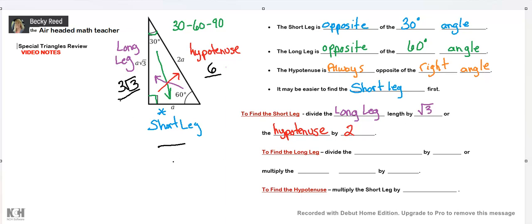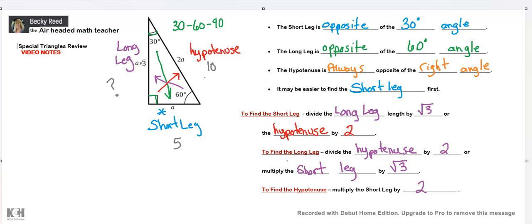So the long leg is 3 times the square root of 3. If we divide that by the square root of 3, these cancel out, and that gives us a short leg of 3. But if you didn't have this one, if you just had the hypotenuse, you could then divide that by 2. So you could say 6 divided by 2 gives us 3. So that's another way to be able to find the short leg.